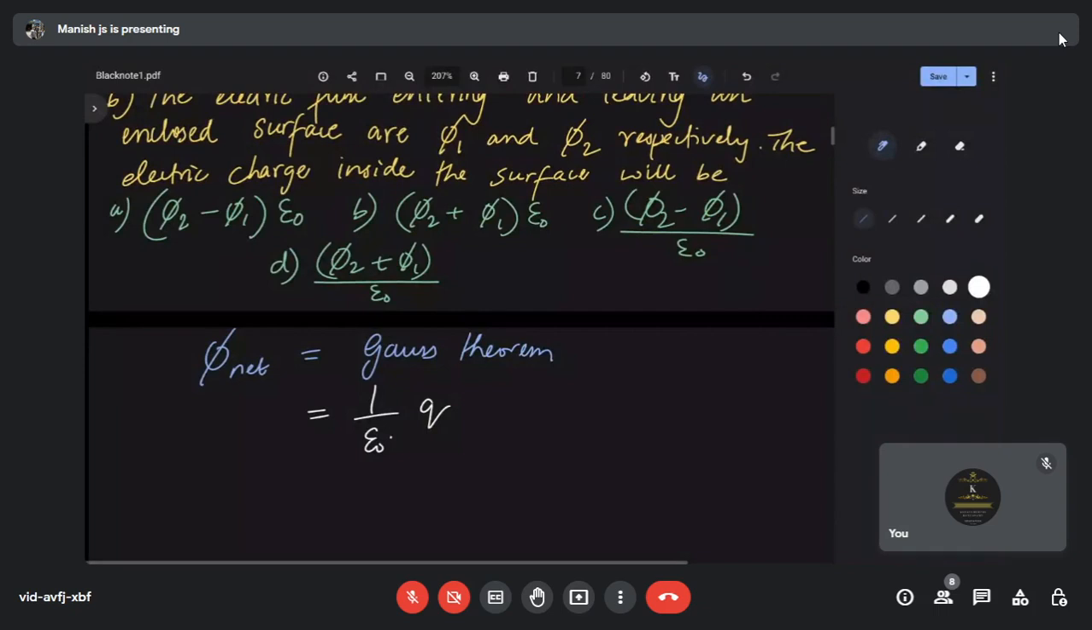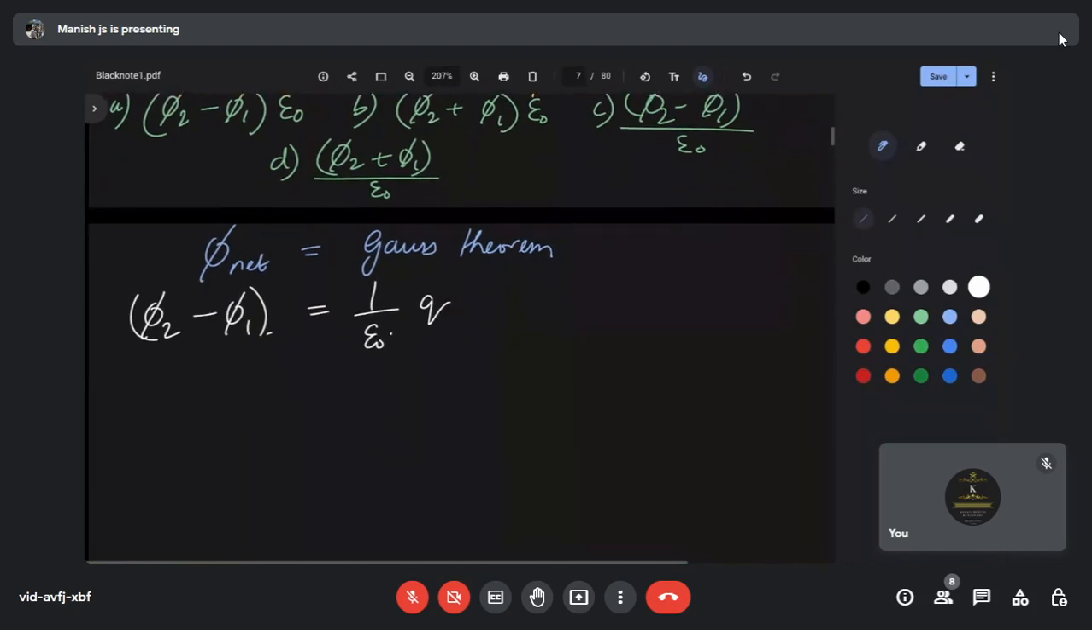Okay, so that is q. Yes, sir. So 1 by epsilon naught times the charge is q. Same way, what is the net electric flux? It is phi 2 minus phi 1, as you said. Yes, sir.